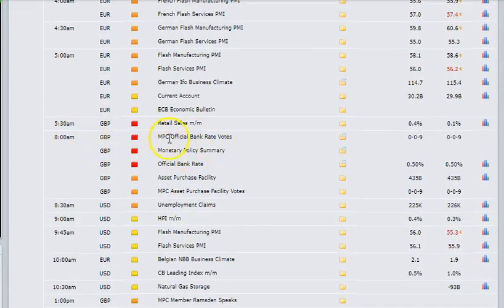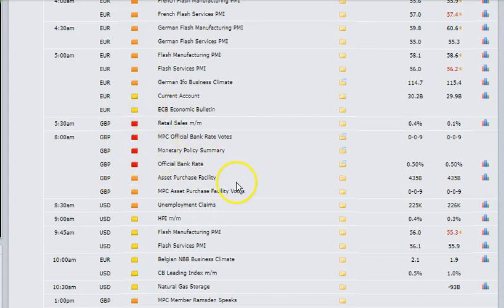At 8 o'clock, we've got the official bank rate votes for the British pound, and you can see the official bank rate right here. Currently, it's at 0.50%. It's expected that they're not going to increase. Again, any type of news that comes out, whether it's positive or negative, is going to impact the currency rates. So just keep that in mind. And that's for Friday, for this week.